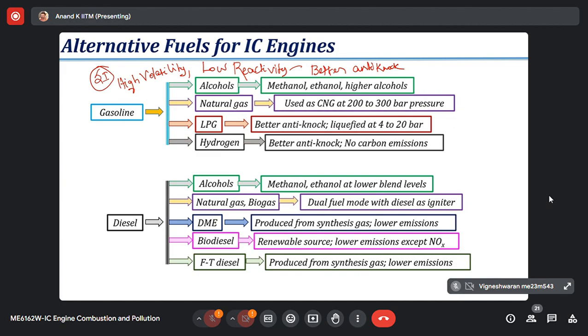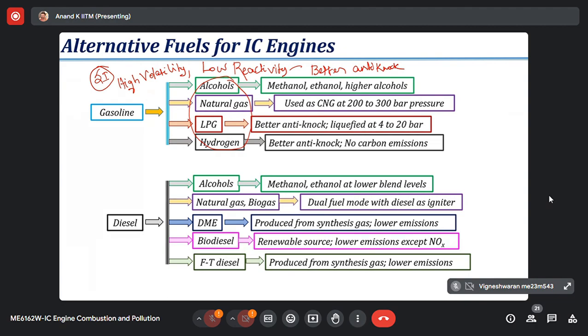You could see that in all these fuels, these characteristics are satisfied. Alcohol is highly volatile compared to gasoline. Its boiling point is much lower. It's a single component. If you take methanol, its boiling temperature is around 53, 55, around that number. And gasoline has a range of 20 to 200, up to 200. So this is volatile. Natural gas, LPG and hydrogen, of course, are gaseous fuels.